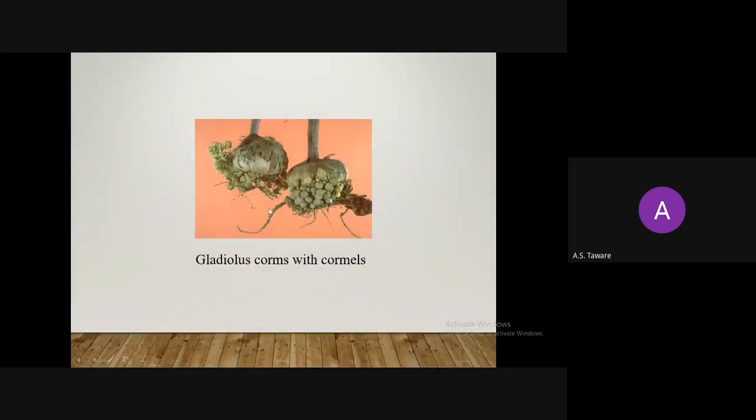See, these are the new corms. Each corm, if you separate it and plant it as a new one, you get a new plant. So this is gladiolus, again a plant whose flower is used to prepare bouquets. Gladiolus again multiplies with the help of corms.